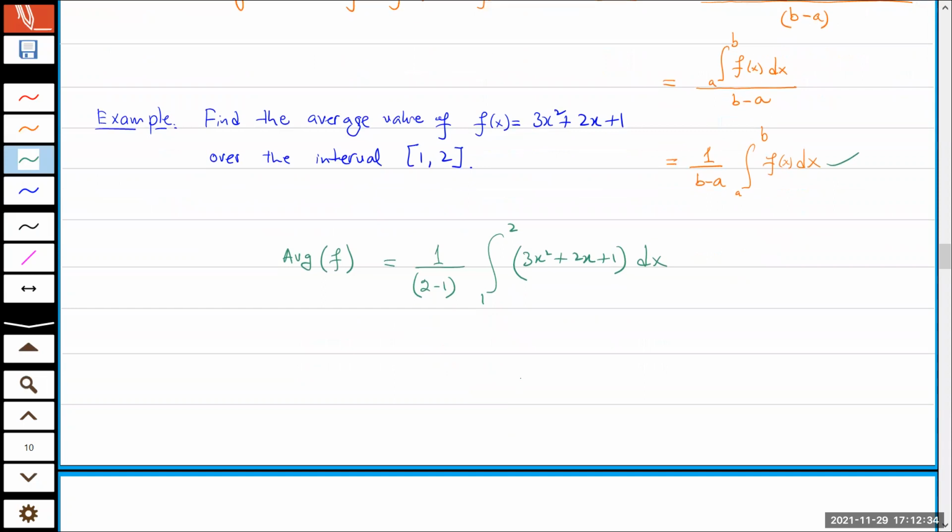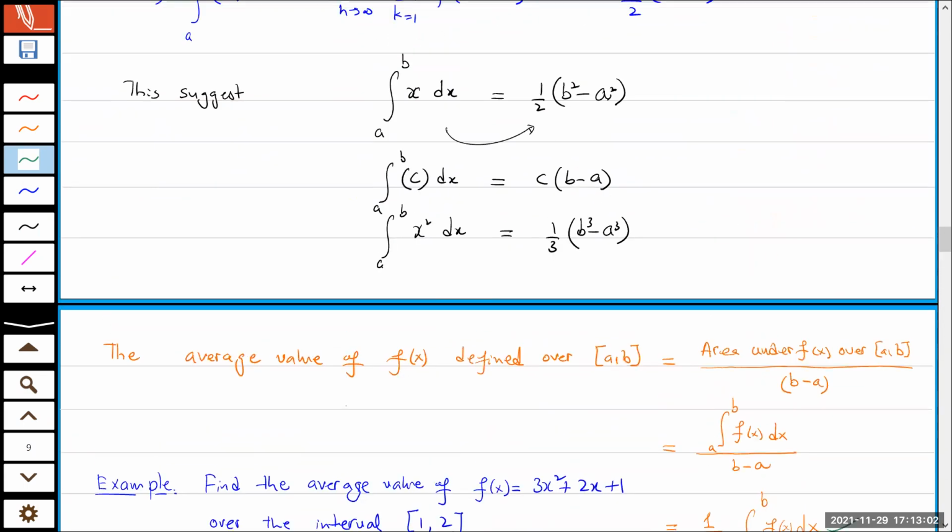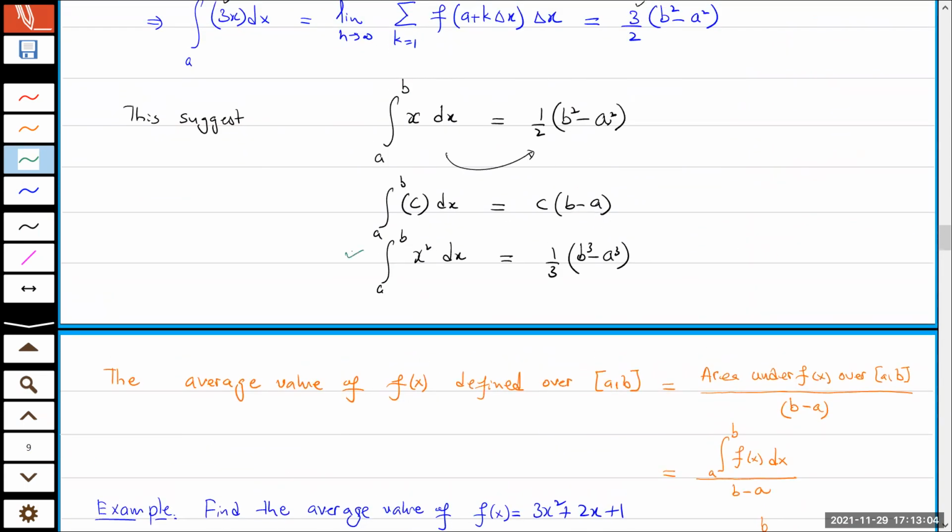Now, first, the factor outside is just 1. And using the properties of the definite integral, I can write 3 can come out, integral from 1 to 2 of x squared dx. Then 2 comes out, integral from 1 to 2 of x dx. And then the last one is the integral of the constant value 1 dx. Now I go back to these formulas in black, where I have the definite integral of x squared, the definite integral of x, and the definite integral of the constant term.